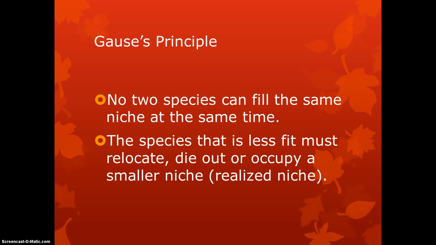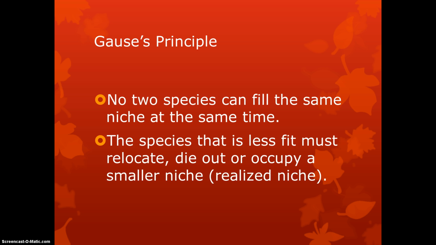This brings us to Gause's principle. Just as we saw with our paramecium, no two species can fill the exact same niche at the same time. When two species are in the same area that fill the same niche, the one that is less fit, in this case it would have been our Paramecium caudatum, must either relocate, go to a new area where the better fit species does not exist, or die out, as our Paramecium caudatum did, or has to occupy a smaller niche, a realized niche.